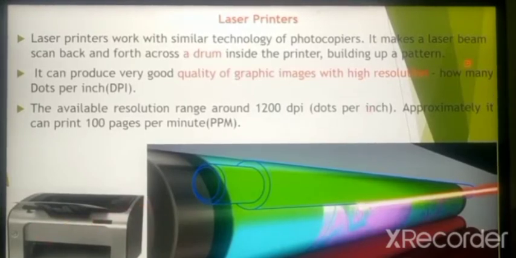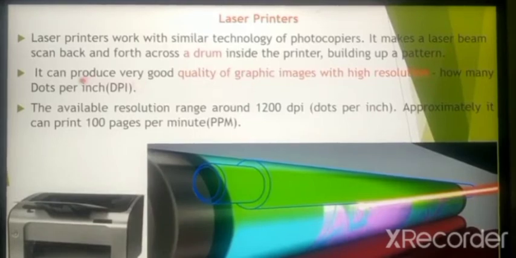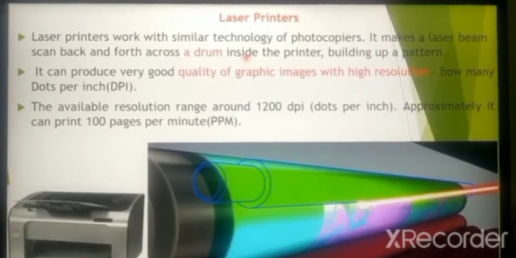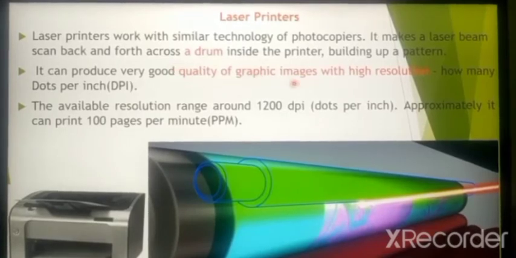When we pulse this laser beam, it can scan back and forth across the drum. So it can build the patterns in different forms. Based on that concept, it can print the information on the papers also. So it can produce good quality graphic images with a high resolution.